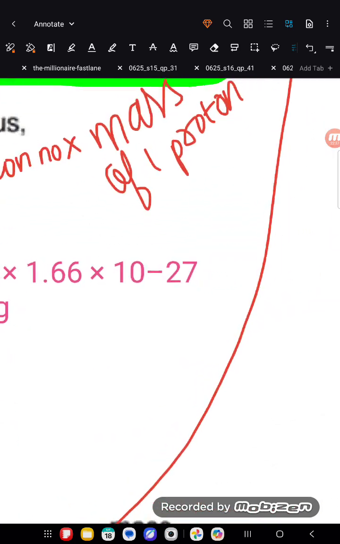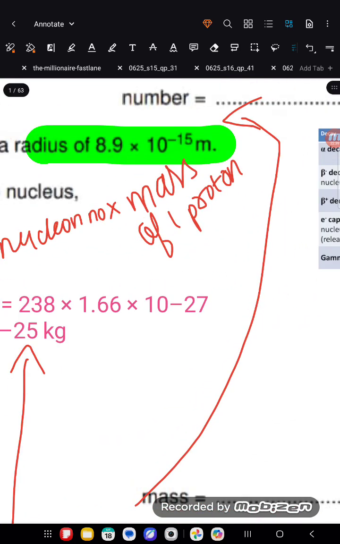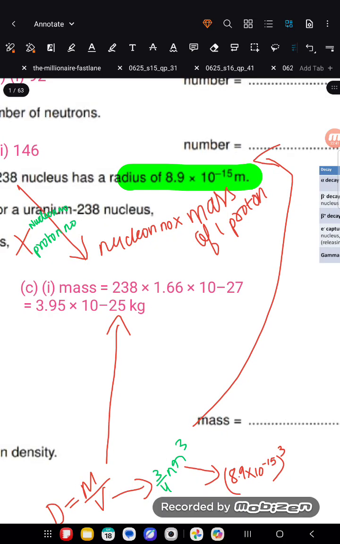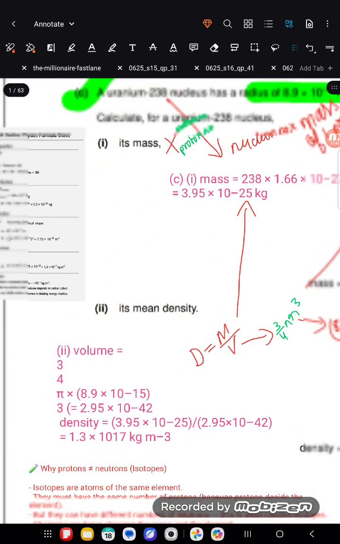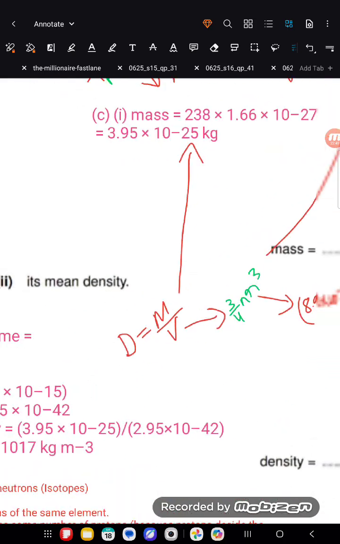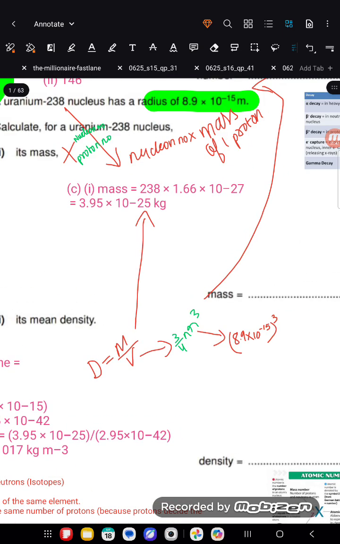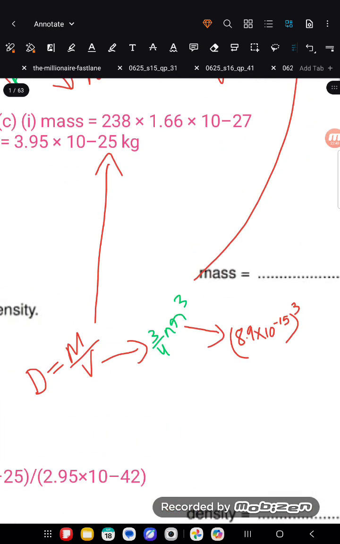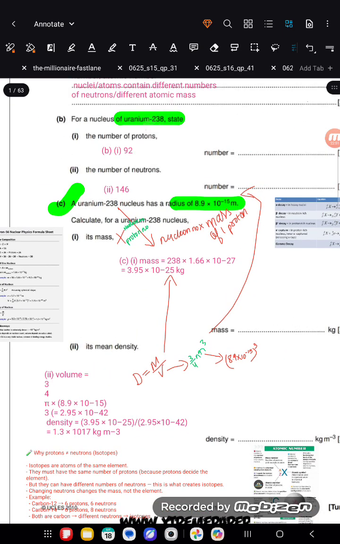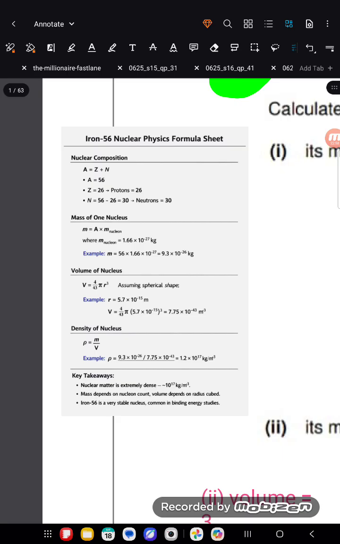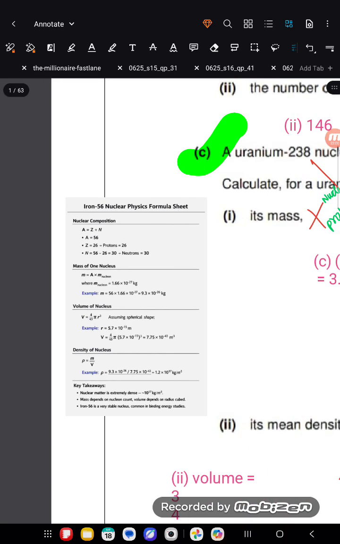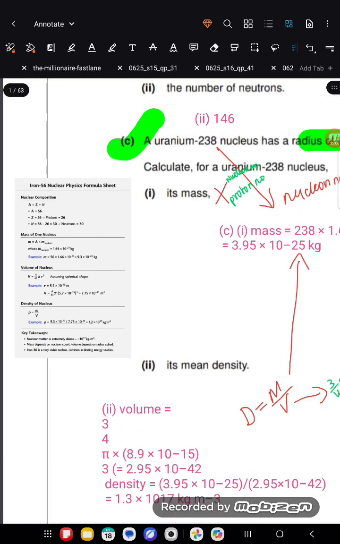Again I am saying, the mass of one proton is 1.66 into 10 raised to minus 27. Now here they are saying to find density. So density is equal to mass by volume, and volume is 3 by 4 pi radius cube. This is because atoms are in a sphere shape, so you will take the volume of a sphere.